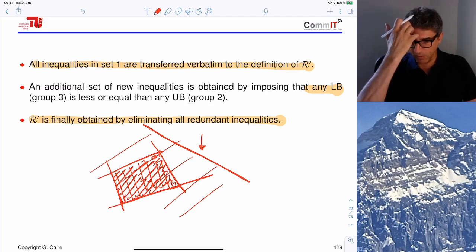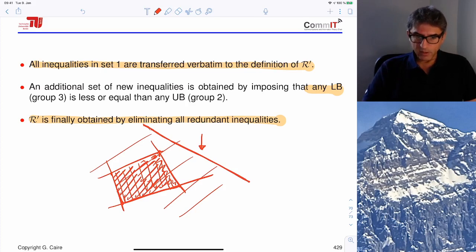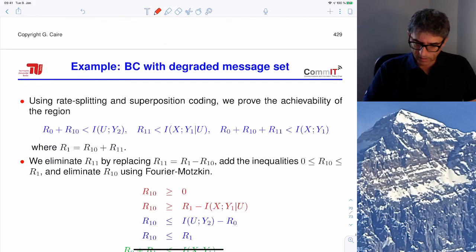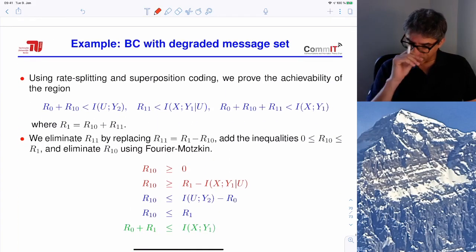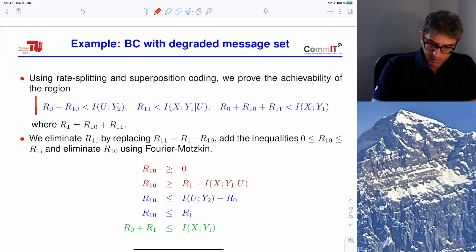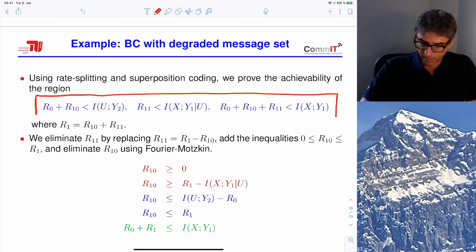And this is perhaps the most difficult part, because in the reduction you have to be careful and see how to reduce the inequalities to the bare minimum, for which removing any inequality actually changes the region. So here is the example for the degraded message set. Our inequalities are obtained by rate splitting and direct application of superposition coding.